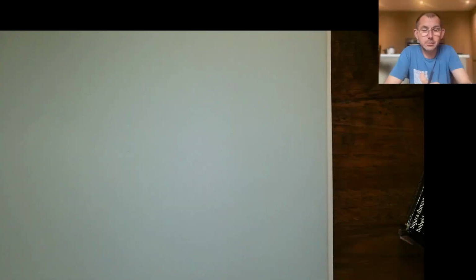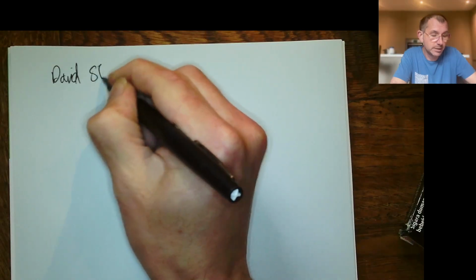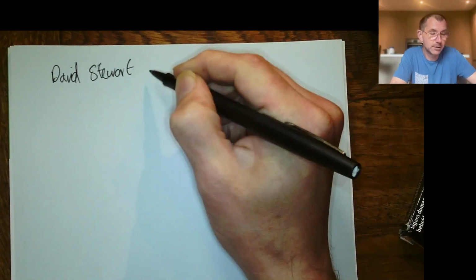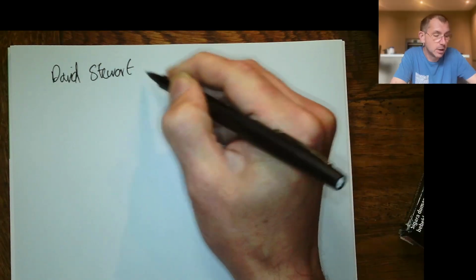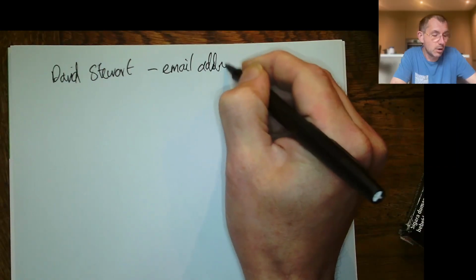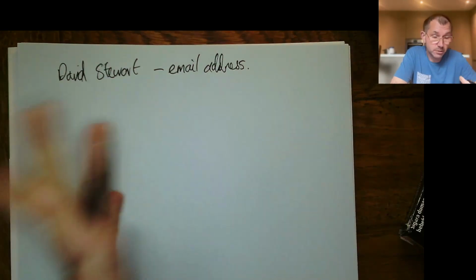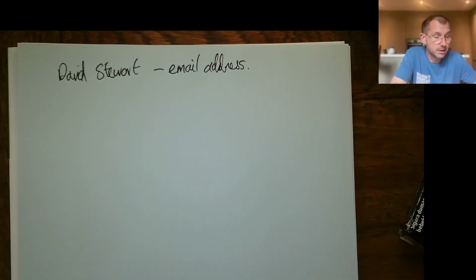So let me just write a few things down that might be helpful. Top of the paper, I'll just write my name. It's all over the Blackboard page. If you've managed to get to this point, then you've probably already found the Blackboard page. So David Stewart, the email address you can find on that page. If you've got problems with the course administratively, probably the best thing to do is to email me.